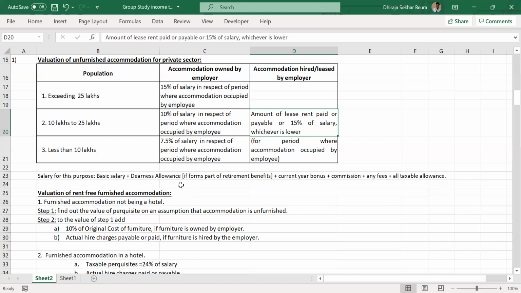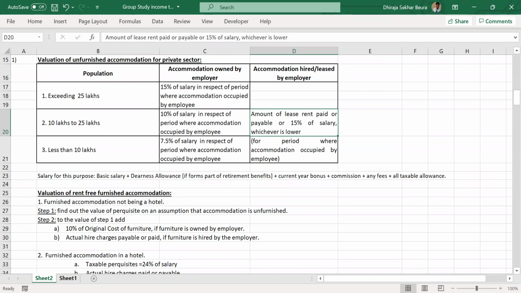So let's talk about the provision once more. Again, if the accommodation is owned by the employer, then we have three categories: 15%, 10%, 7.5%. 15% is when the population is above 25 lakhs, 10% is when it is 10 to 25 lakhs, and 7.5% when less than 10 lakhs. If it is hired or leased by the employer, it is the amount of the lease rent paid or 15% of the salary, whichever is lower.